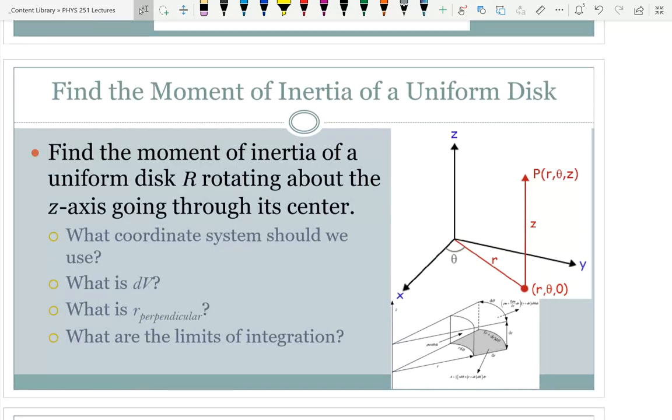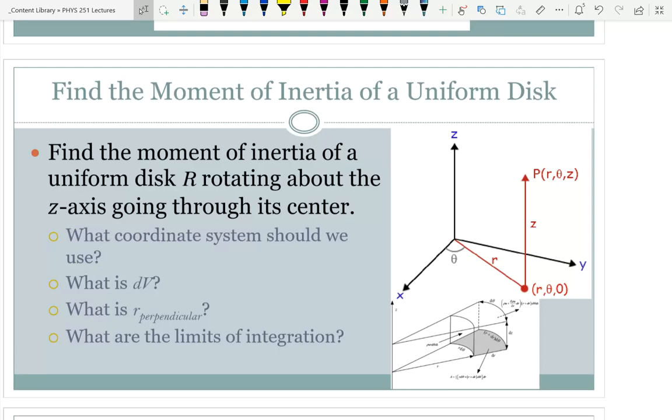When you come to the test, if I ask you to calculate the moment of inertia of an object, questions to ask are, what coordinate system should we use? So you answer me. What coordinate system should we use?